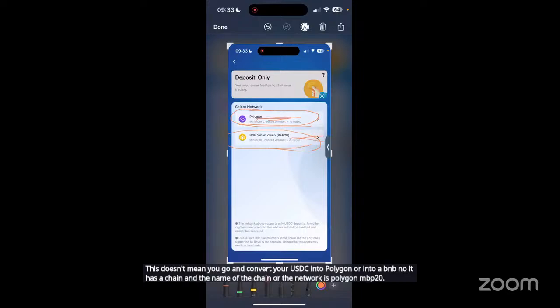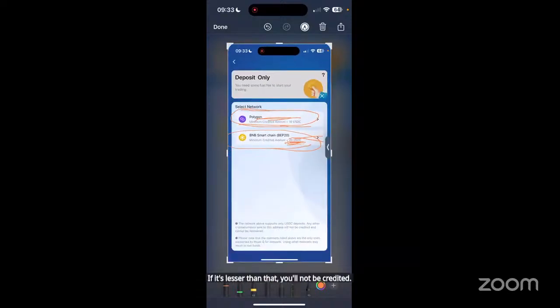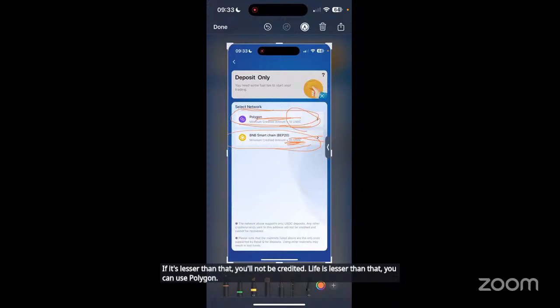Now, if you are going to use BEP20, make sure your money is greater than 20. If it's lesser than that, you'll not be credited. But if it's lesser than that, you can use Polygon. Okay. But if it's more than 20, you can still use any of them.